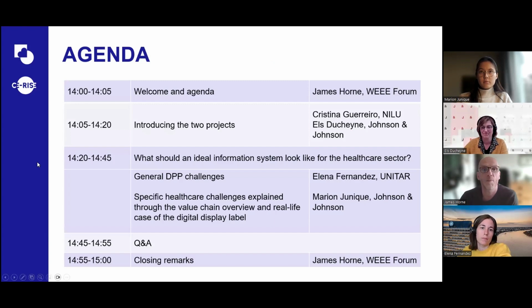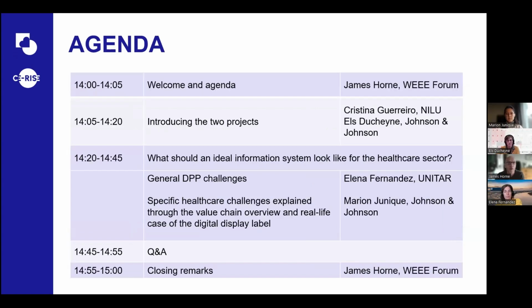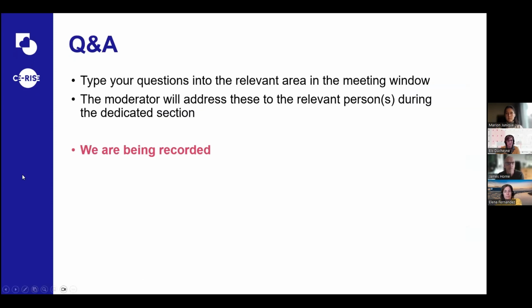And the agenda. So a brief welcome from me, and then we will introduce the two projects. We're lucky enough to have the coordinators of the project, Christina and Els, with us today to give an overview of each of CRISE and DiCE. And then we'll get into a bit more detail about looking at what an ideal information system would look like for the healthcare sector. We have two of our researchers from the projects, Elena and Marion, outlining the DPP challenges and also the healthcare challenges for implementing DPP. We'll also have a Q&A session for 10 minutes towards the end, and then there'll be some closing remarks again from myself.